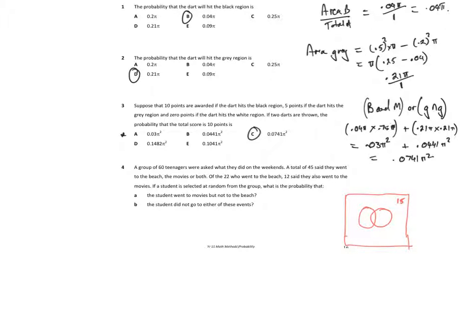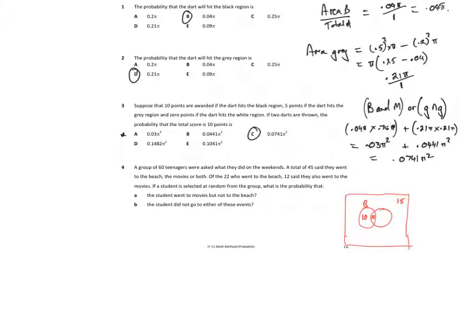Of the 22 who went to the beach, 12 said they also went to the movies. I think we've done this question. So that's a 12, which means that's 10, because that's all the beach. Movie people.